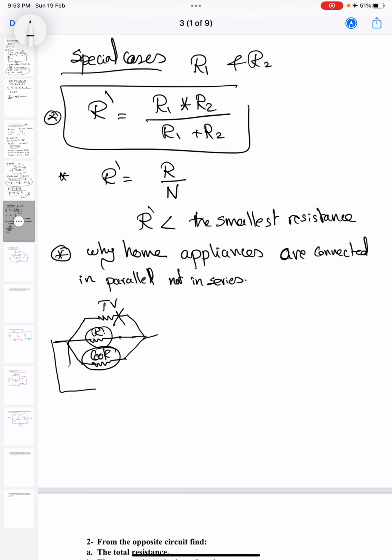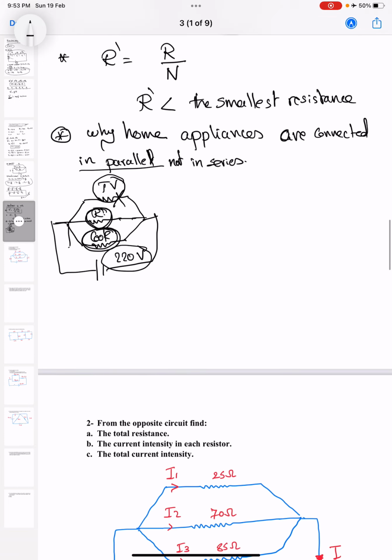And if we put a power supply of 220 volt, we get the same volt on the TV, the same volt on the refrigerator, the same volt on the cooker or oven. So we connect home appliances in parallel to obtain constant volt, and if any device is broken, it does not affect the other. Okay. Another question.